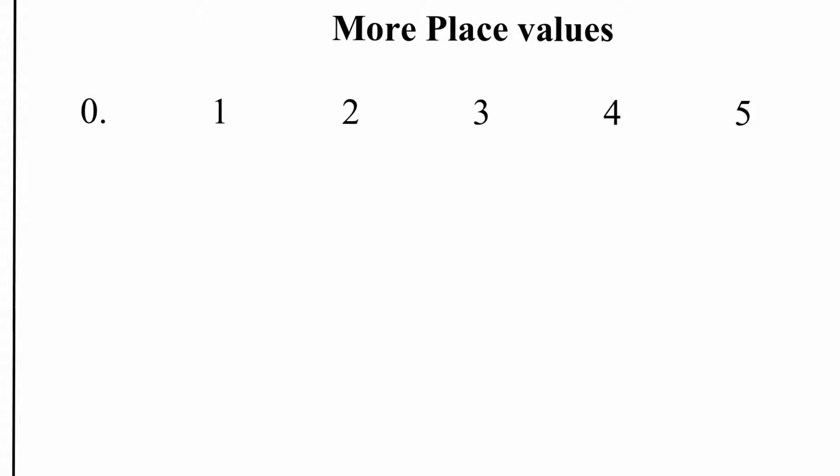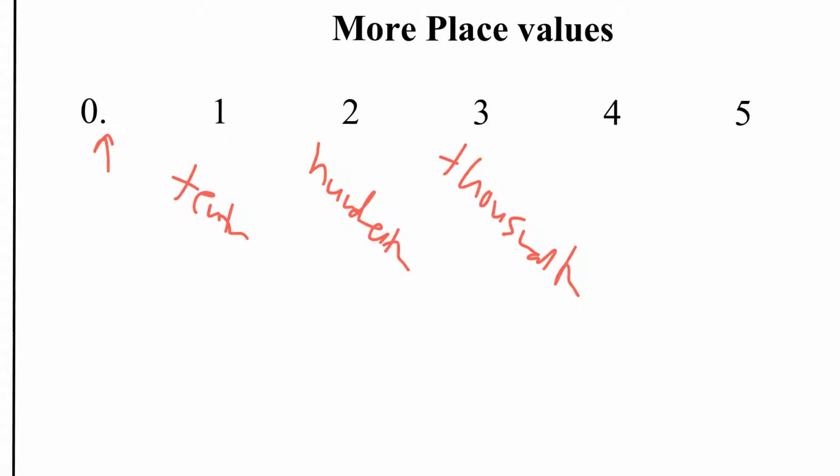Here we have more place values. We have the decimal point now in this location. So we're looking at numbers to the right of that. So right to the right of that, this is the tenths, hundredths, thousandths, ten thousandths, and 100,000ths.